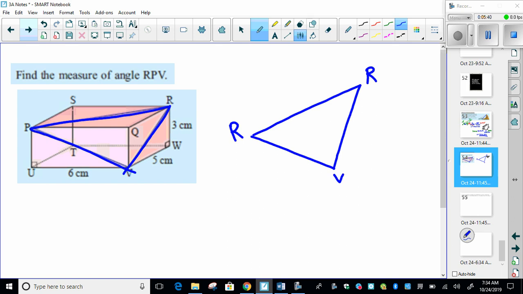Now none of those are the sides of the box. So I have the sides of the box. So I have a horizontal. Here, let me change colors. I have a horizontal of 6. I have a width of 5. I have a height of 3. So those are the lengths that they gave me.